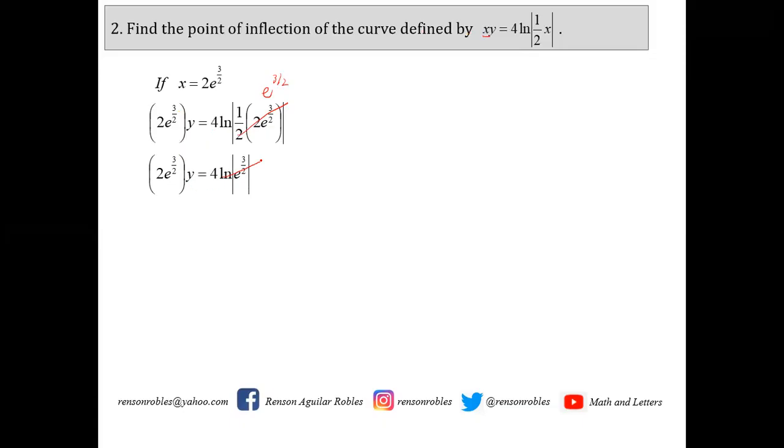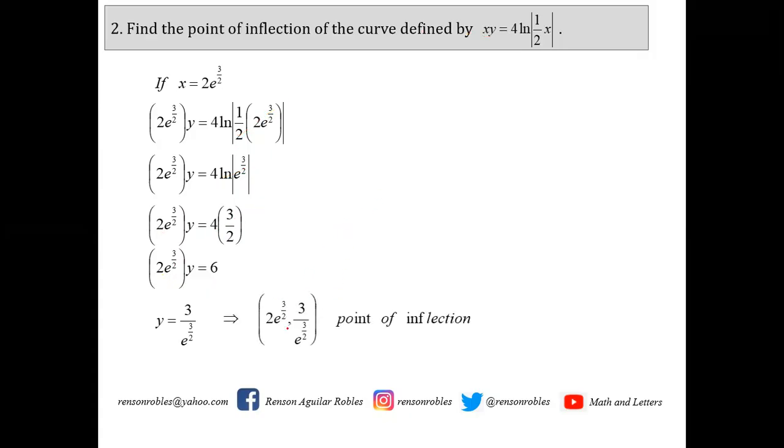And you know that ln e raised to 3 halves is 3 halves alone by applying the properties of the logarithmic function. And then we shall have 2e raised to 3 halves y equals 4 times 3 halves, and this is now equal to 6. So we shall have 2e raised to 3 halves y equals 6, and y is equal to 3 over e raised to 3 halves. And therefore, the point of inflection is given by 2e raised to 3 halves, 3 over e raised to 3 halves.